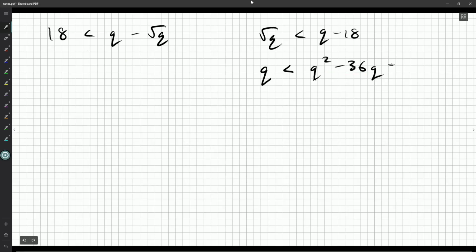So let's focus on the one side. 18 is less than q minus root q. If I bring the root q over to the other side and the 18 over to this side, I could square them. So 36q plus 324.